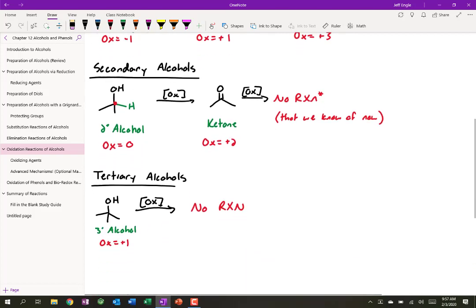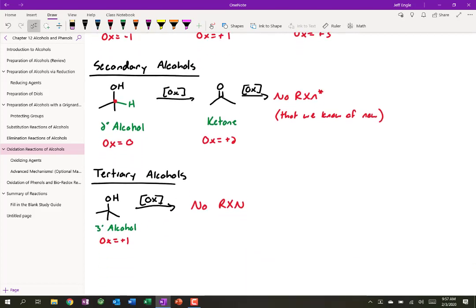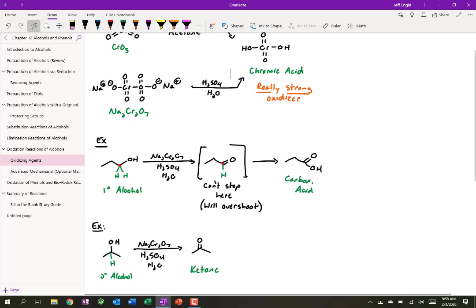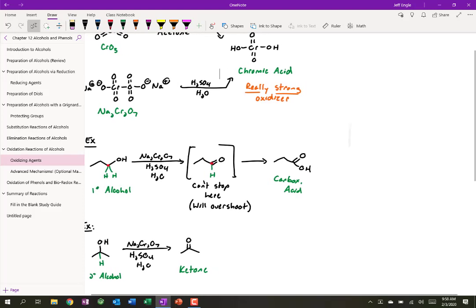This is different than secondary alcohols. Secondary alcohols can only undergo a 2-electron oxidation, at least that we know of right now, to a ketone. We can't push them all the way to the carboxylic acid, at least right now. We'll cover that reaction when we get to third term. And then tertiary alcohols, we can't oxidize at all because we don't have any hydrogens coming off of that central carbon. So last Friday we ended by talking about the reagents that are necessary for oxidations.